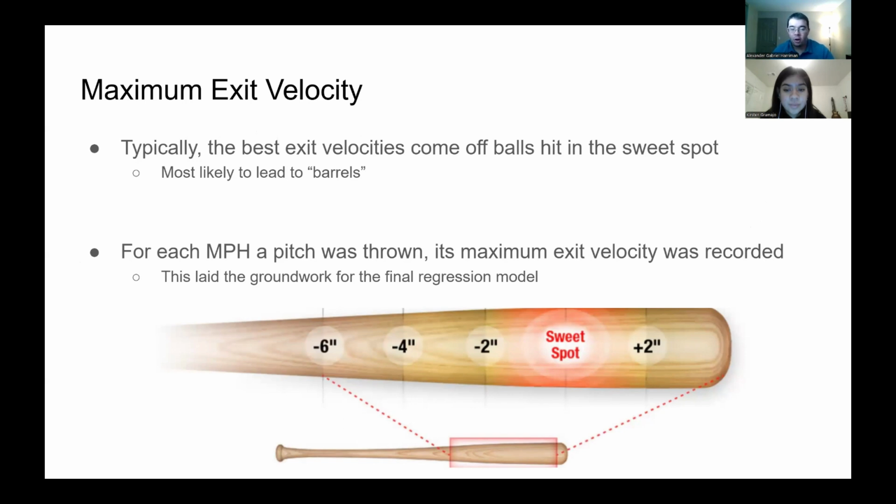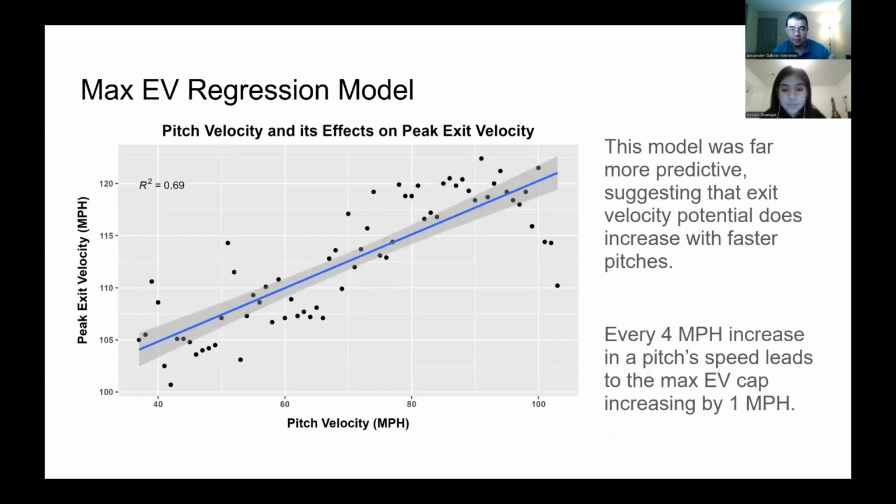So for every mile an hour that a pitch was thrown, from the 30-mile-an-hour third baseman pitching at the end of blowouts to the fastest pitches in baseball, its maximum exit velocity was recorded. And that data led to one final regression model we have today. This one has much more predictive power, suggesting that there is a higher potential exit velocity with faster pitches.